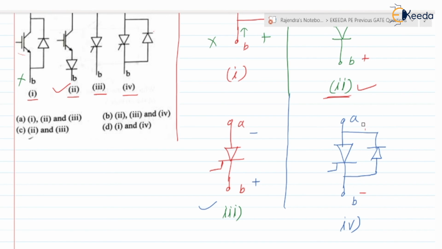Next, let us discuss the reverse voltage. For reverse voltage, A is negative and B is positive. If B is positive and A is negative, then this diode will be in the forward bias mode and will act as a short circuit. So current will flow from B to A. The meaning is our switch is not blocking the reverse voltage. So are you getting the point?